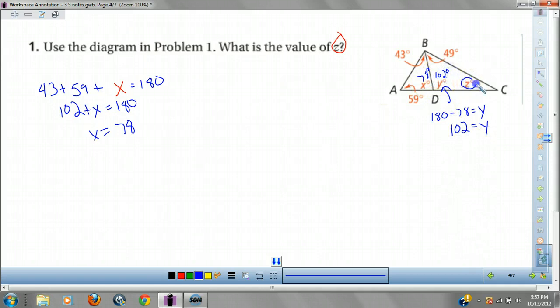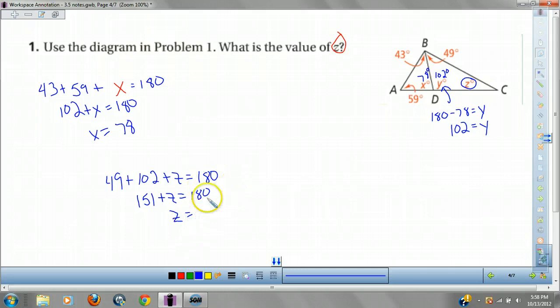Now how do I find Z? Again, they all have to add up to equal 180. So I do my 49 plus 102 plus Z equals 180. So I get 151 plus Z equals 180. So I get Z equals, subtract from both sides, 29 degrees.